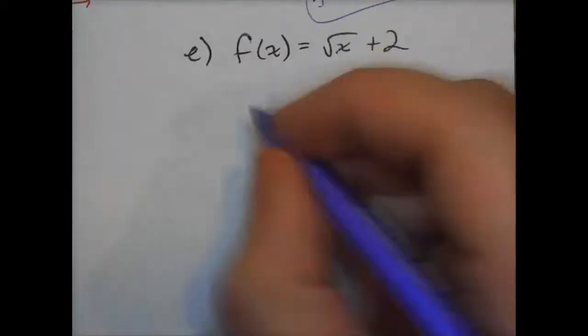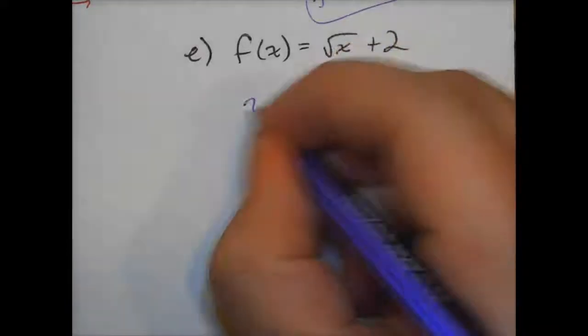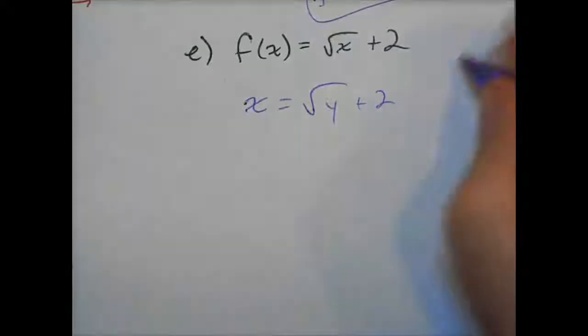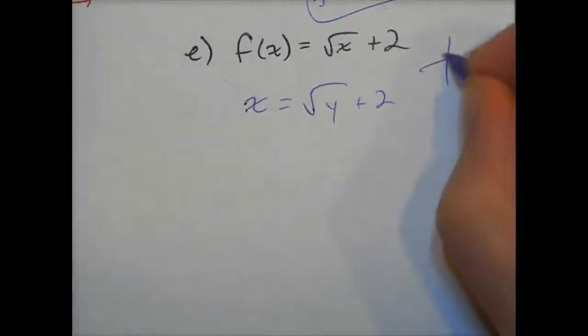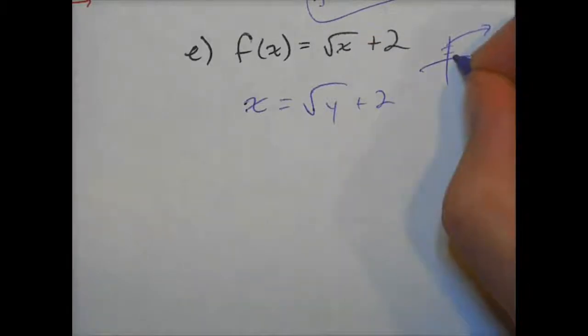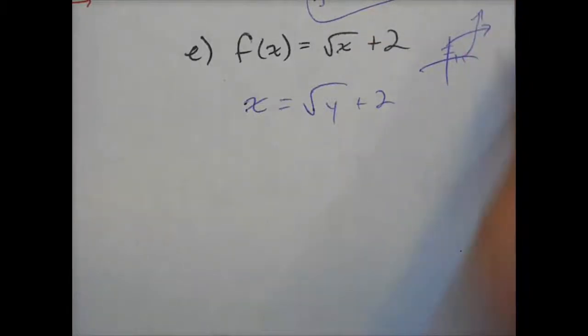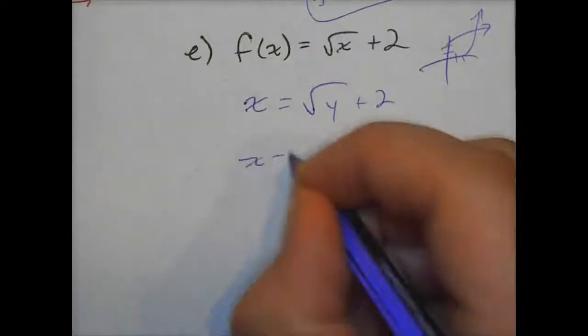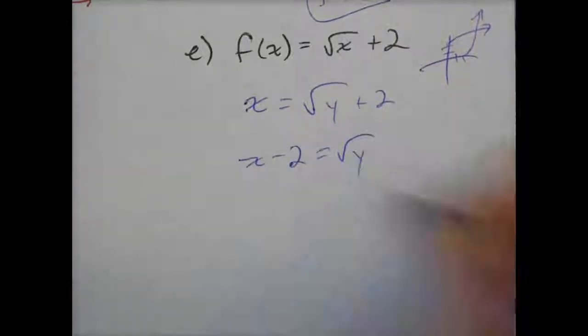All right, so we can switch the x and the y. Find the inverse equals square root y plus 2. Square root of x plus 2 will look something like this. So hopefully our inverse would look something like this. So I can subtract the 2 to the other side. So x minus 2 equals square root of y.